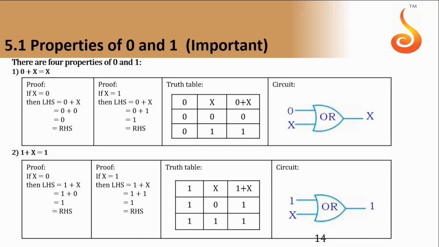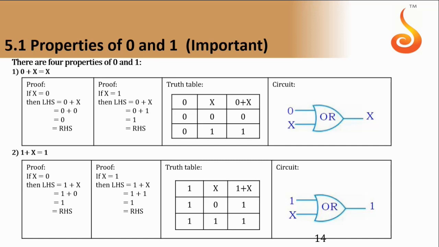So 1 plus X is equal to 1. The proof here, I have only one variable, that is X. So if X is equal to 0, what will I do? LHS is equal to 1 plus 0. What is 1 plus 0? It is 1. I am doing logical addition over here. So 1 plus 0, that is at least one of that is high also, the output would be high. So 1 plus 0 is 1, which is equal to RHS.